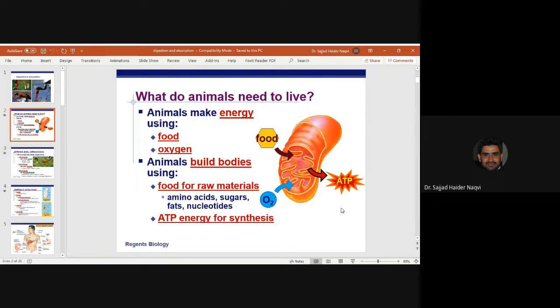For example, the raw materials like amino acids, as I said, sugars, fats, nucleotides, these all actually come from the food, and they are the raw material for many of the molecules which are synthesized within the body. As I said, the most common source of the energy currency in our body is ATP, adenosine triphosphate. We'll be discussing about this triphosphates in a little bit more detail later on.